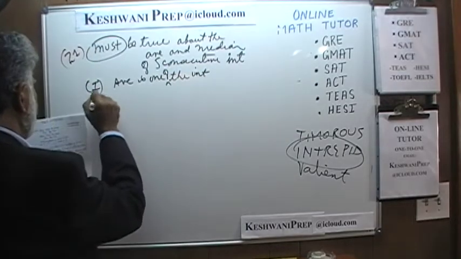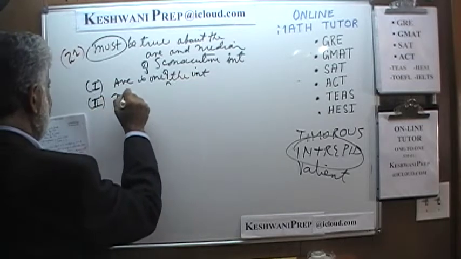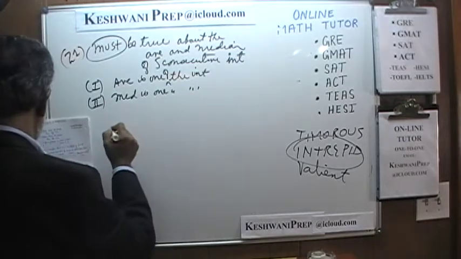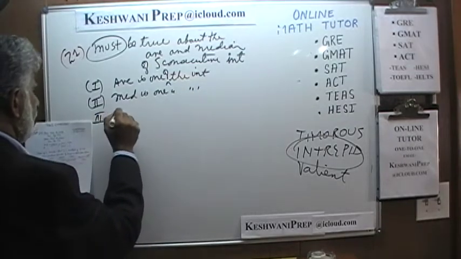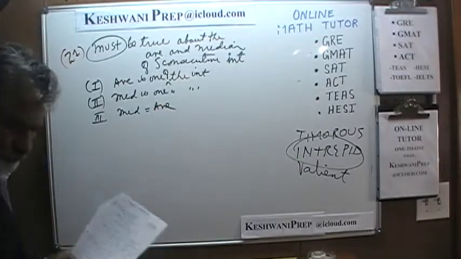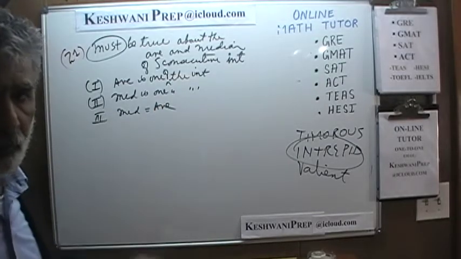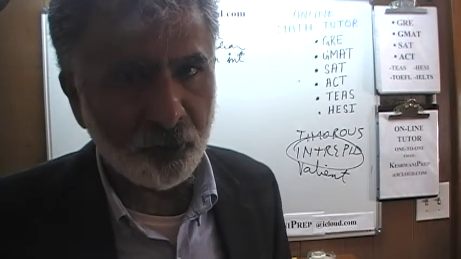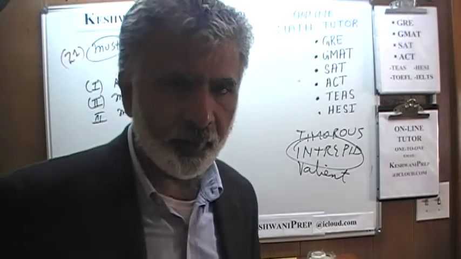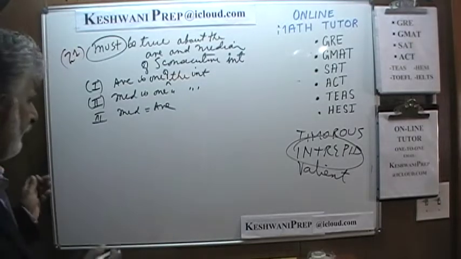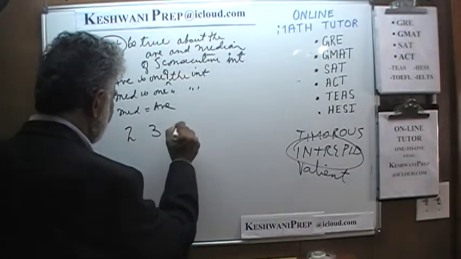The second statement says, median is one of the integers. And the third says that the median equals average. So we're going to do what we always do. Instead of working in abstract terms and just working with algebra with n and n plus 1 and n plus 2, just plug in numbers, 5 consecutive numbers. Any number is fine, as long as they are 5 consecutive numbers.